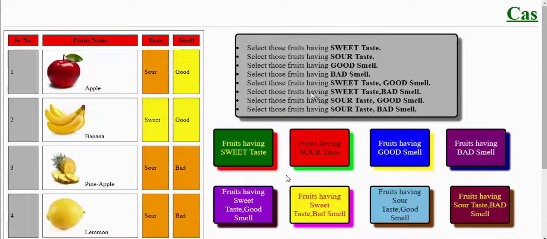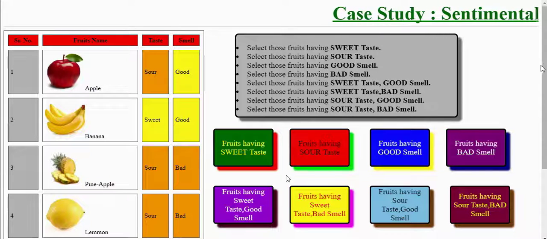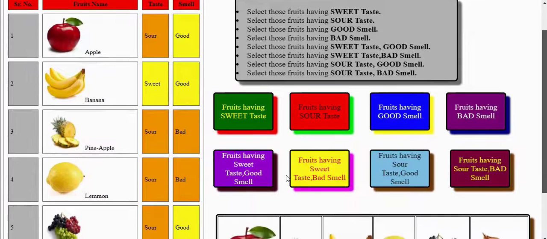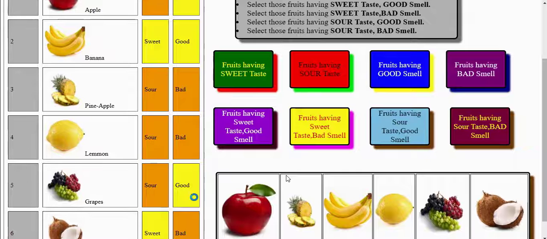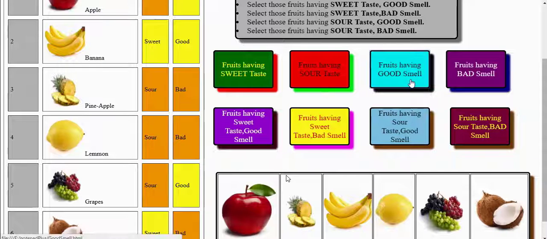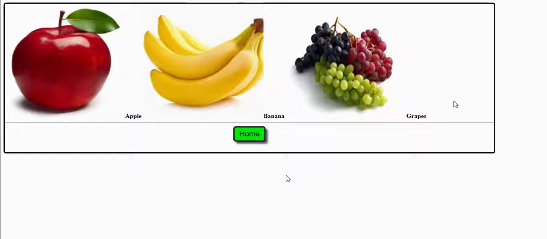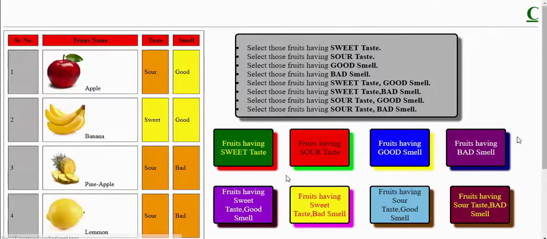This is a simple program. You can do this in C++ or any programming language. I also implemented this in C++. For fun I did this one in HTML, so later I will upload the C++ version. You can see here. Next question is fruits having the good smell, I think. Yes, you can see here we have the fruits that have the good smell.